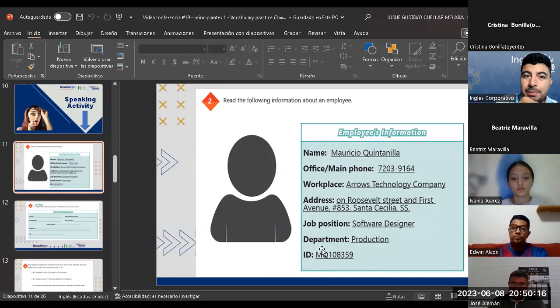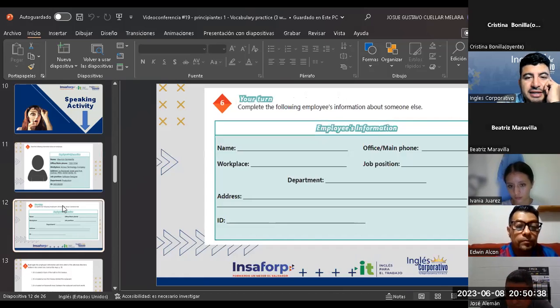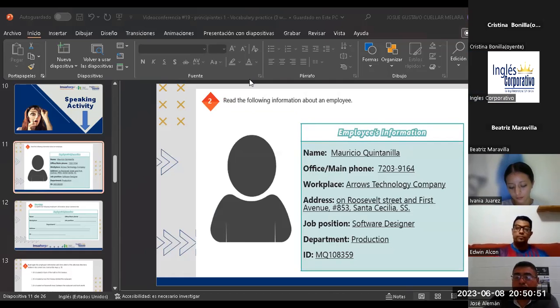Department, que no es el departamento La Libertad, cabañas. No, es el departamento o el área de trabajo. En ID, eso pueden inventárselo. Si se dan cuenta, aquí están las iniciales de M, de Mauricio, Q, de Quintanilla, y pueden cambiar unos 4 números de acá, ¿ok? Pueden tomar la captura si gustan, porque después vamos a hacer esto. Vamos a completarlo, ¿right? But here we have this. Les doy un momento para que anoten lo que van a preguntar y lo que les van a decir sus compañeros. Mientras hago los equipos.